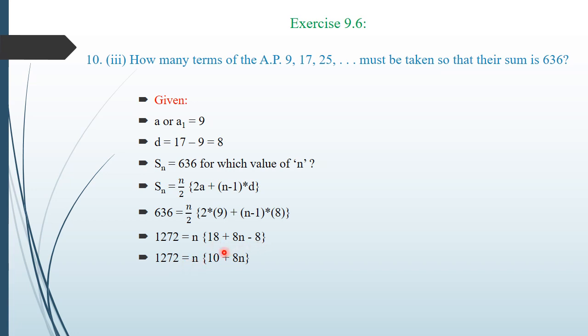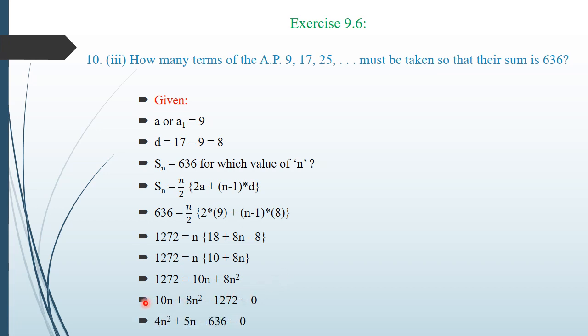18 minus 8 is 10, plus 8n I'll keep as it is. Further I'll multiply this n inside this bracket. I'll get 1272 is equal to 10n plus 8n square here. 10n plus 8n square minus 1272 is equal to 0.